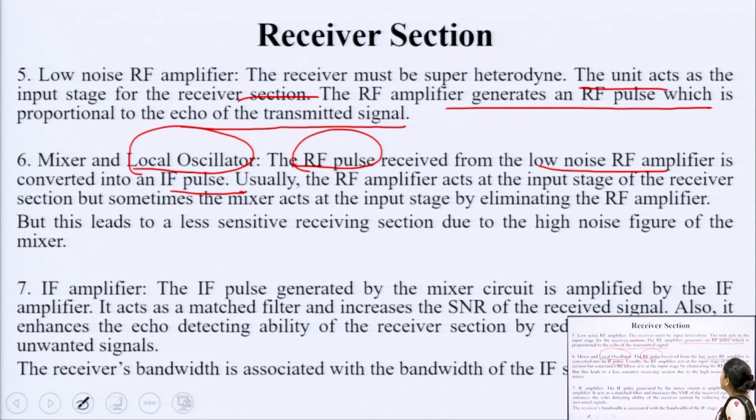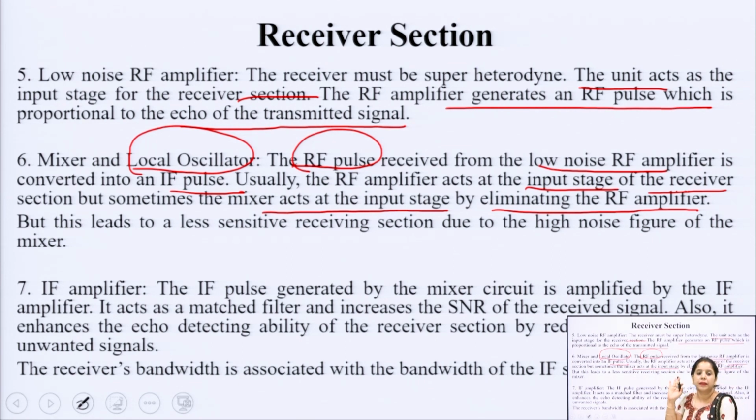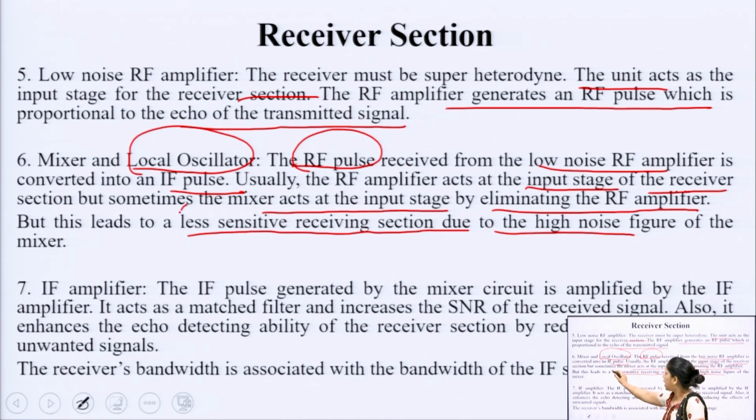Usually the RF amplifier acts as the input stage of the receiver section, but sometimes the mixer acts as the input receiver stage by eliminating the RF amplifier. It may be the case that this low noise RF amplifier is not included. The signal coming from the antenna is directly fed into the mixer, but this leads to a less sensitive receiving section due to the high noise figure of the mixer. This condition has to be avoided because it leads to a less sensitive receiver section.